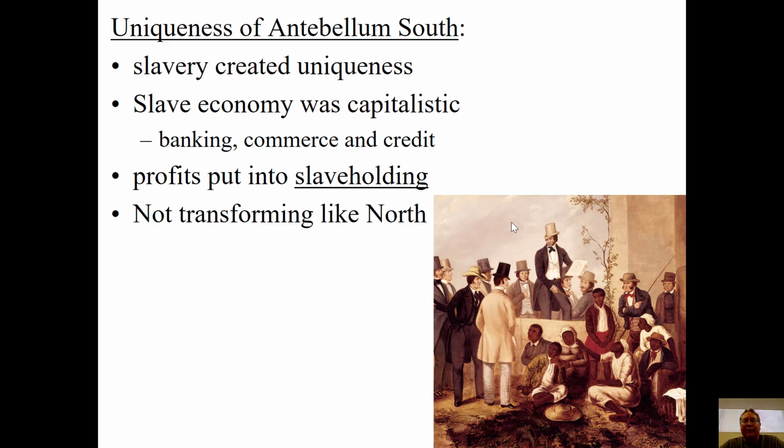What's different, however, is what they do with a lot of their money. Part of it is to show off, to have these big houses, this nice clothes, right? But most of their money is actually going to be put back into that system. They're going to buy more land, they're going to buy more slaves so they can grow more cotton.